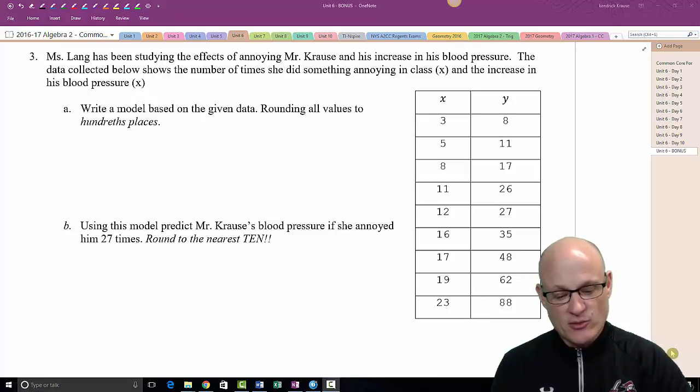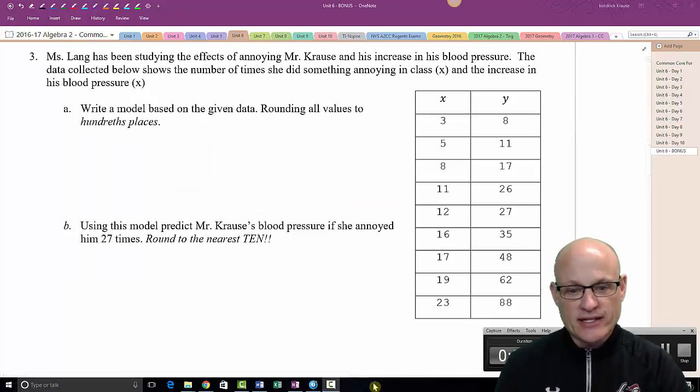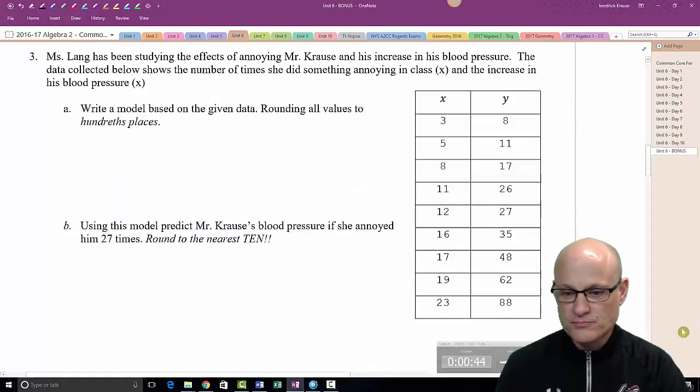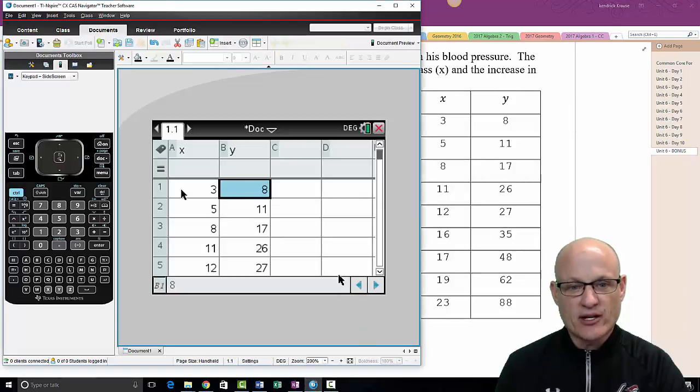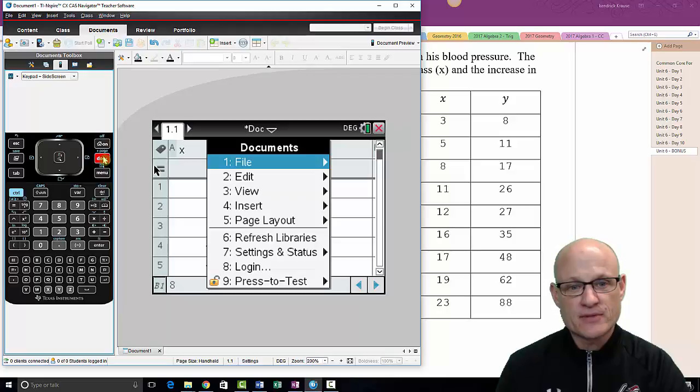So the first thing, obviously, we have to do is get the data in the calculator. So I did that. I've checked it. I got my X values, I got my Y values. I typed them in. But I don't know if this is exponential, if this is linear. I don't know what it is. Is it logarithmic?